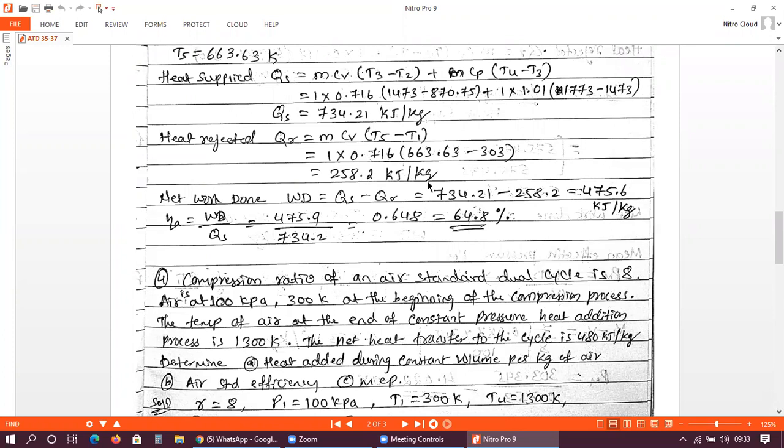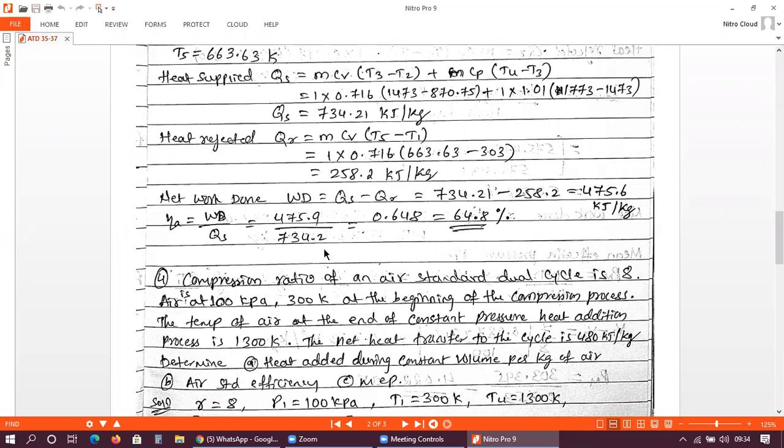Now work done is the difference of heat supplied and heat rejected. Work done is given by heat supplied minus heat rejected. So this is the equation for work done. Just substitute the values here, and you will get work done as 475.6. This is the net work done during one cycle, 475.6 kilojoules per kg.